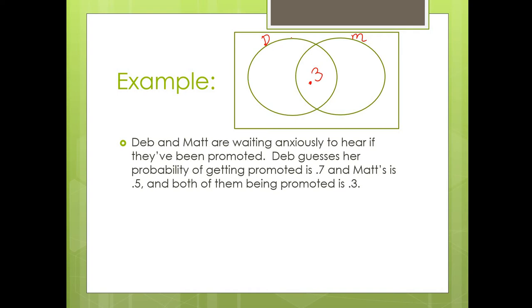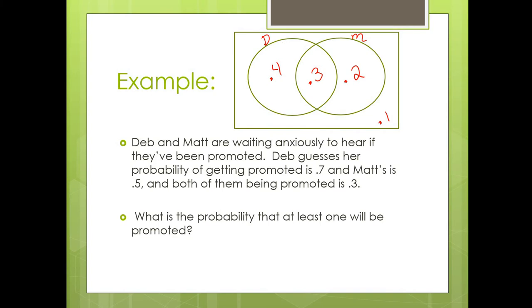Now if Deb's whole circle has probability 0.7, then that means this section of just Deb getting promoted is 0.4. The same thing goes for Matt. If this whole probability is 0.5, then the probability of just him being promoted is 0.2. If we add these probabilities together, we get 0.9. So that means there's a 0.1 probability that neither of them will get a promotion.